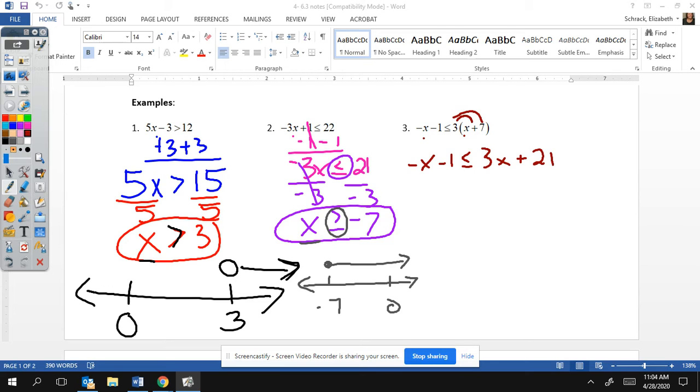After distribution, we combine any like terms, so that means we need to get the 3x to the left or the -x to the right. I am going to move all of my x's to the left, just a preference, so I'm going to subtract 3x from both sides. So that means my new problem is -4x minus 1 is less than or equal to 21.